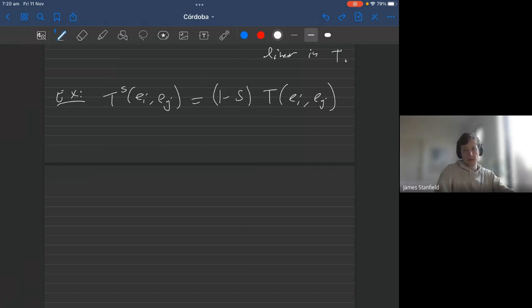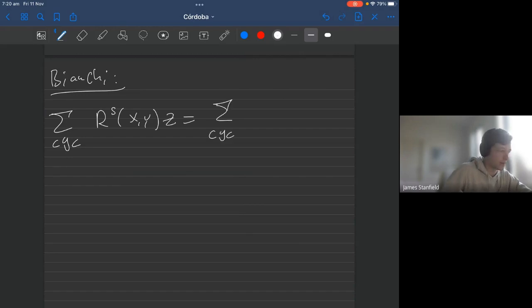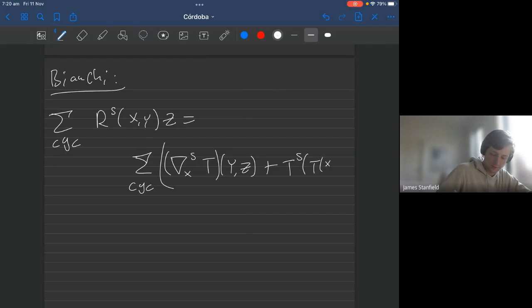And so the idea is we want to write the covariant derivatives of the torsion in terms of some function of the torsion. The way we do it is with the Bianchi identity. So what this means is that the cyclic sum of R^S(X, Y)Z is going to be the cyclic sum of something. For a general Bianchi identity, we have the following. It's a little ugly, but this holds.